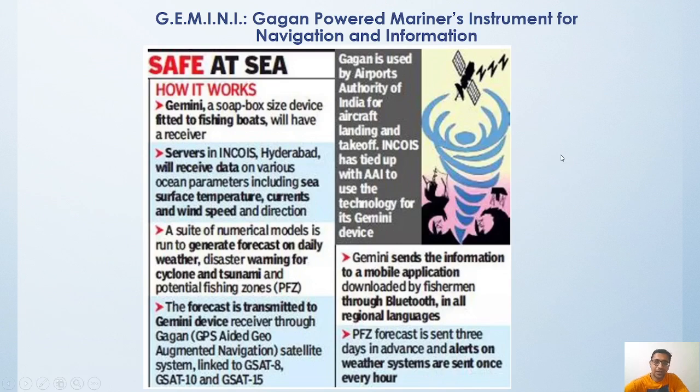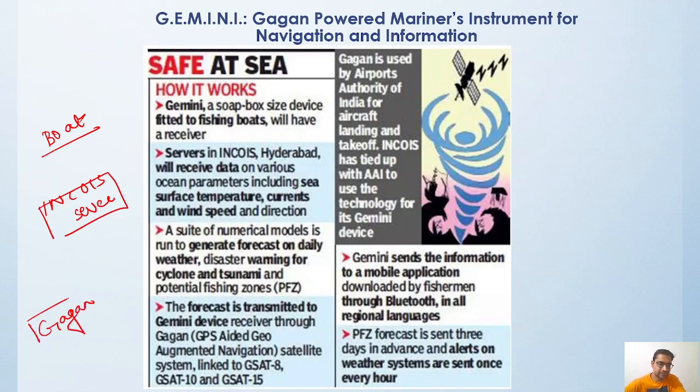Sorry. Okay, so here what will happen is that there will be a boat, and there will be INCOIS servers. And here we will be having a Gagan satellite. The Gagan satellite is being fed with the data of GSAT 8, GSAT 10, GSAT 15. This boat is having a receiver, so INCOIS will be able to get the forecast.